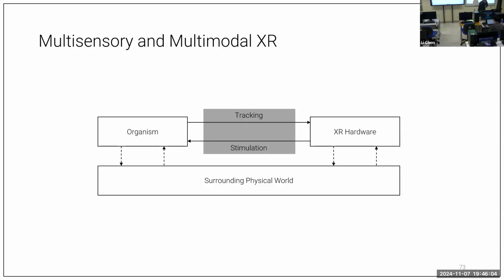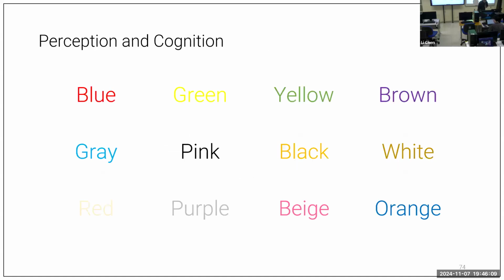So the most important thing when you design multisensory and multimodal XR is about perception and cognition. So let me do a very quick test with you. Okay? From the top left corner of the screen, we go from left to right and top to bottom. Pay attention to this, try to say the color you see. Okay, so can you do it with me?